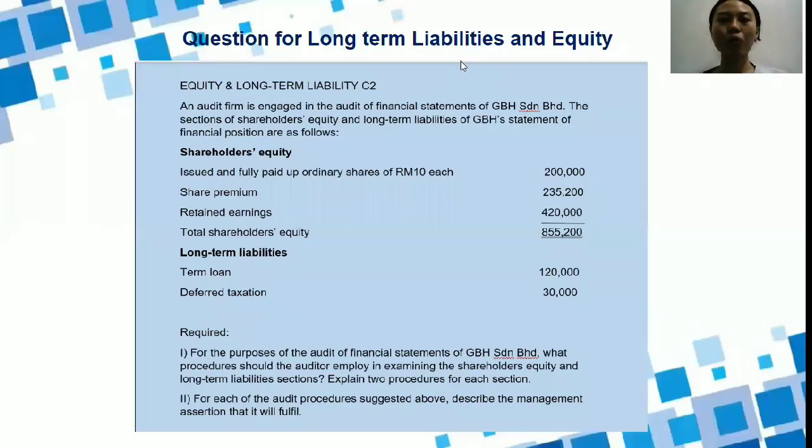Okay, so for the last part, I will talk about the answers for the question that is provided. The question is about what are the audit procedures for each section, and also the management assertions that they will fulfill. Since our question is divided into two different cycles, which are the equity cycle and the long-term liability, I will talk about the long-term liability.